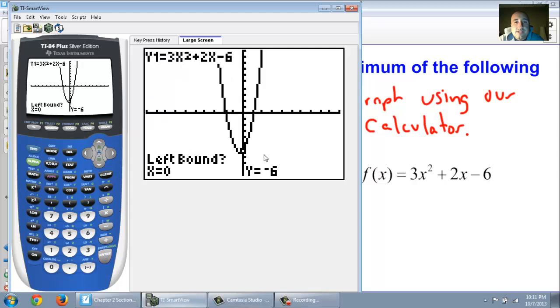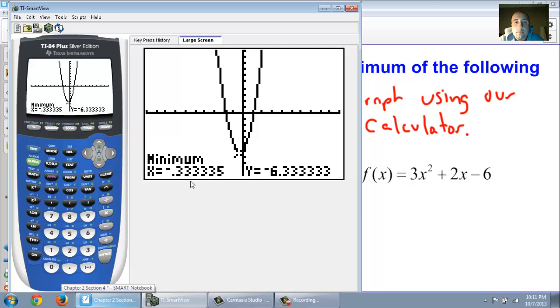And this is the tricky part. It says left bound. So you want to move to the left, and make sure your cursor is to the left of that very bottom point. As long as that cursor is to the left of this bottom point, you're good. Once it's to the left, you hit enter, and then it's going to tell you that it wants right bound. That means you move your calculator cursor to the right of this very bottom point. Once it's there, you hit enter. And then once it guesses, you hit enter again. And it should tell you what your minimum value is.